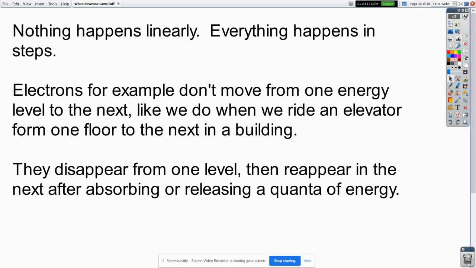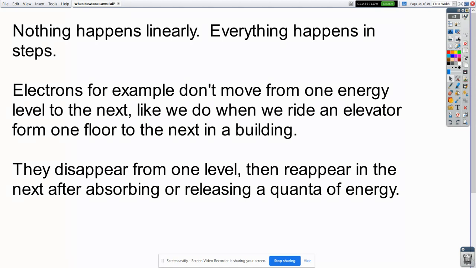Imagine riding an elevator, with the floors of the building being the levels. You can be between floors. As the elevator rises, you can be between the third floor and the fourth floor. An electron cannot be between the third level and the fourth energy level. It's either in the third level or it's in the fourth. There is no in between.